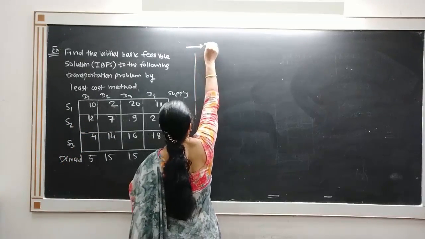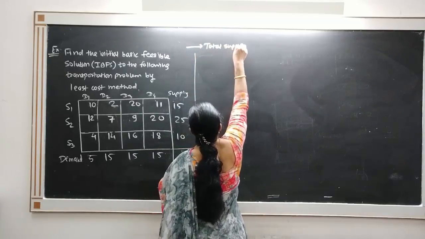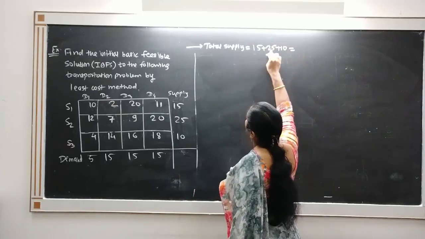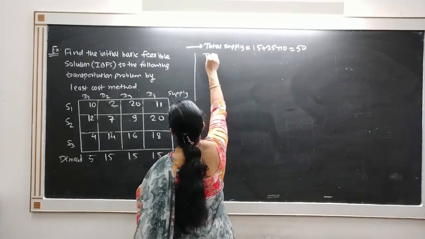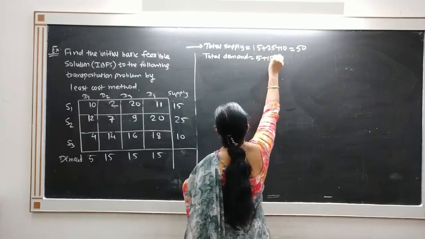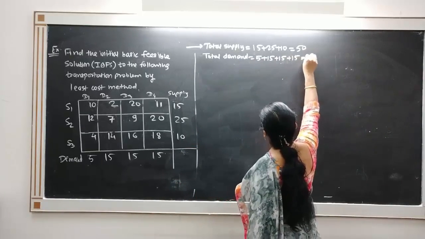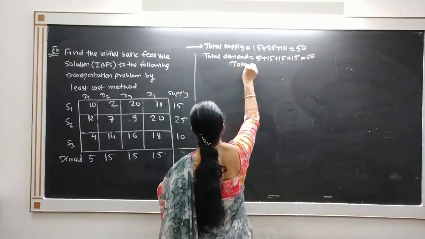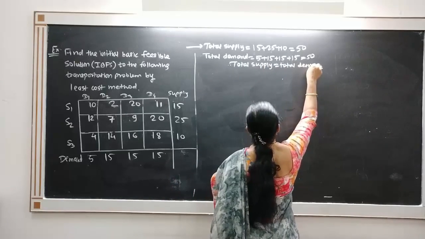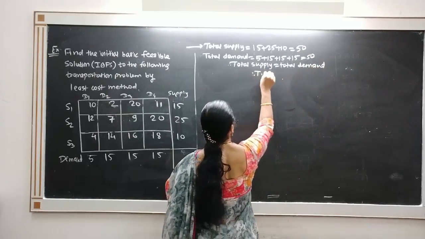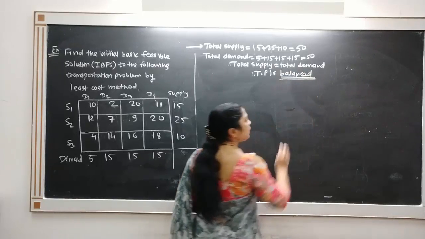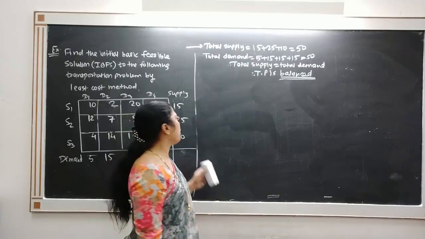Check whether the problem is balanced. The total supply is equal to 15 plus 25 plus 10, that is 50, and total demand is equal to 5 plus 15 plus 15 plus 15 equal to 50. Therefore, total supply is equal to total demand, which implies that the transportation problem is balanced. If it is balanced, now we can apply the method.